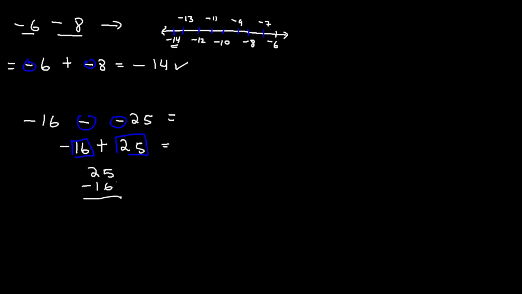5 minus 6, we can't, so we need to borrow 1 from 2. Now 15 minus 6 will be 9. And 1 minus 1 is 0. So our final answer is 9.